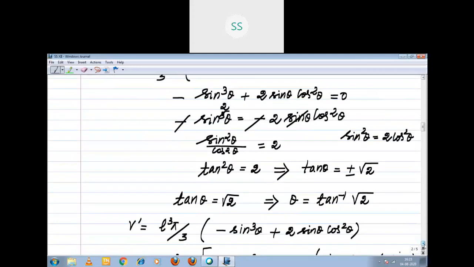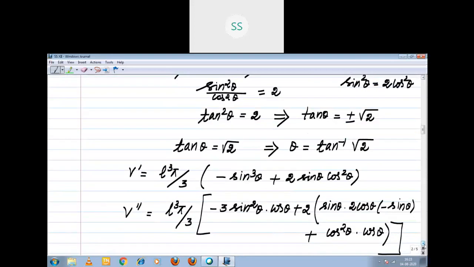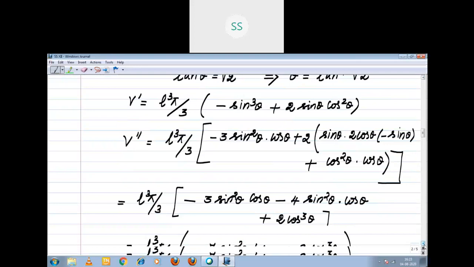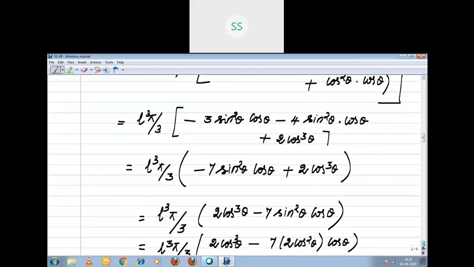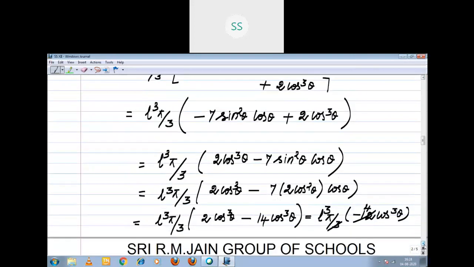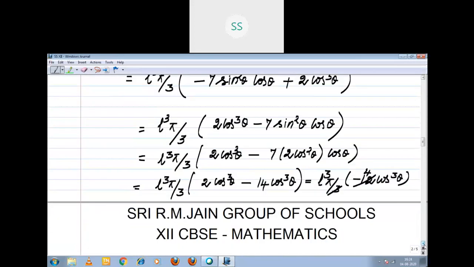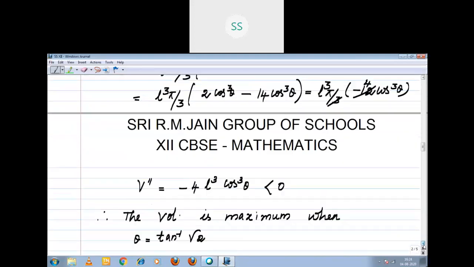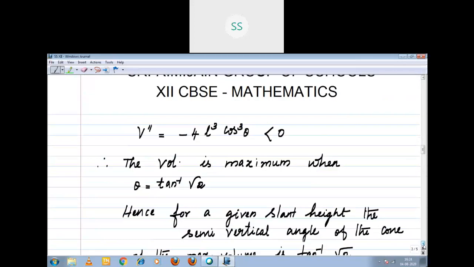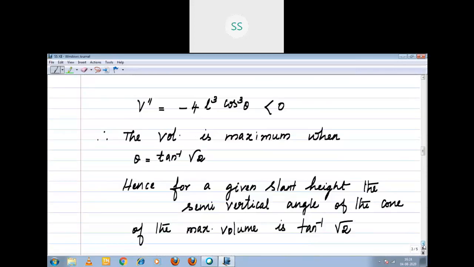Now this is your V dash, you are going to differentiate using the same UV formula. You arrived at the result minus 7 sin square theta cos theta plus 2 cos cube theta. Already we had sin square theta equal to 2 cos square theta, that you are going to substitute. You arrived at L cube pi by 3 into minus 12 cos cube theta, that is minus 4 L cube pi cos cube theta. This is the second order derivative, negative, less than 0. Therefore, the volume is maximum. Now you proved the semi-vertical angle of the cone of maximum volume is tan inverse root 2.